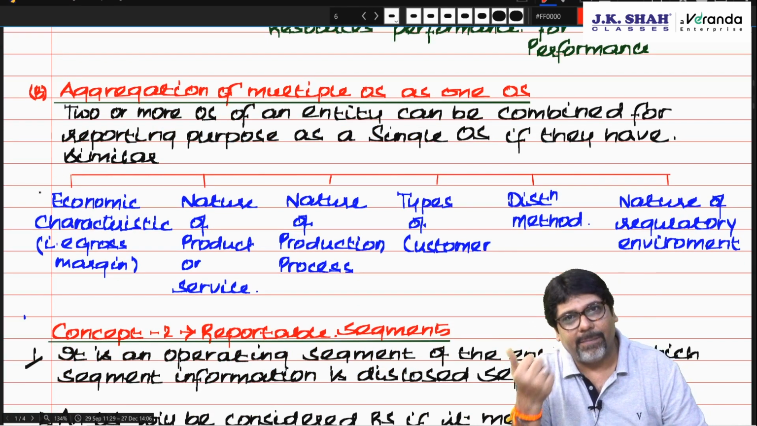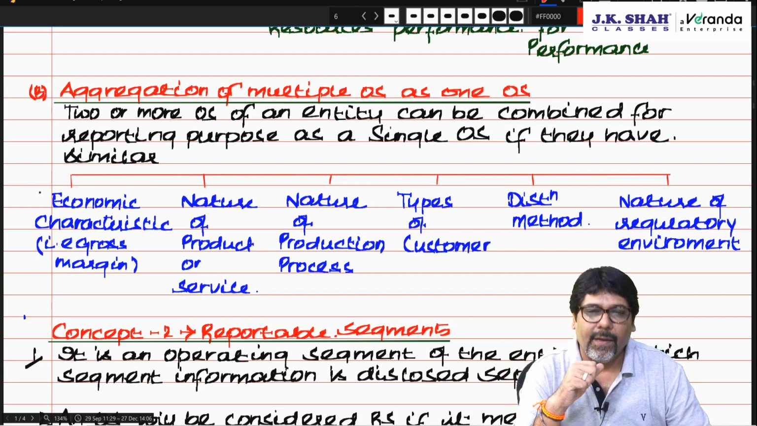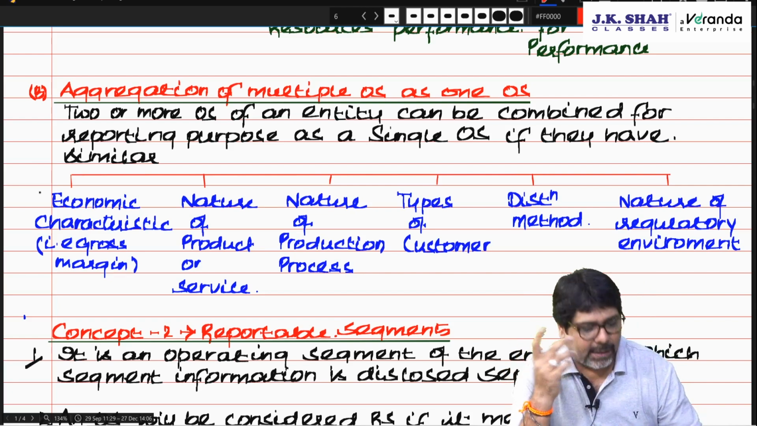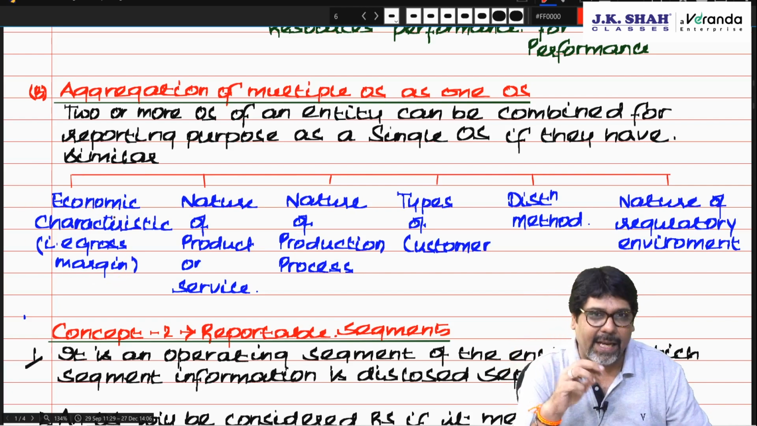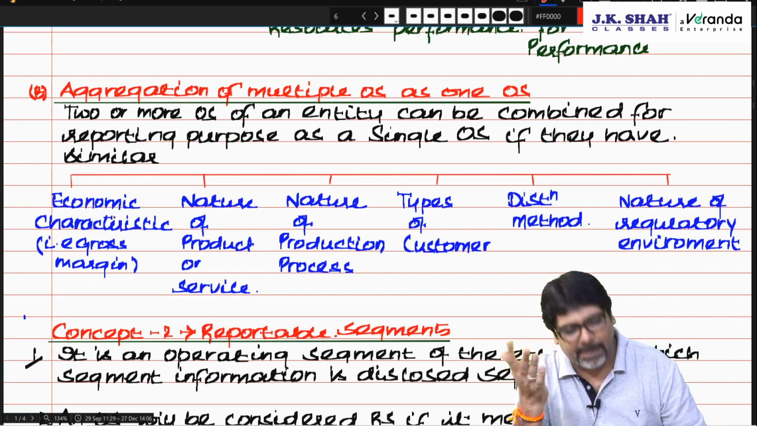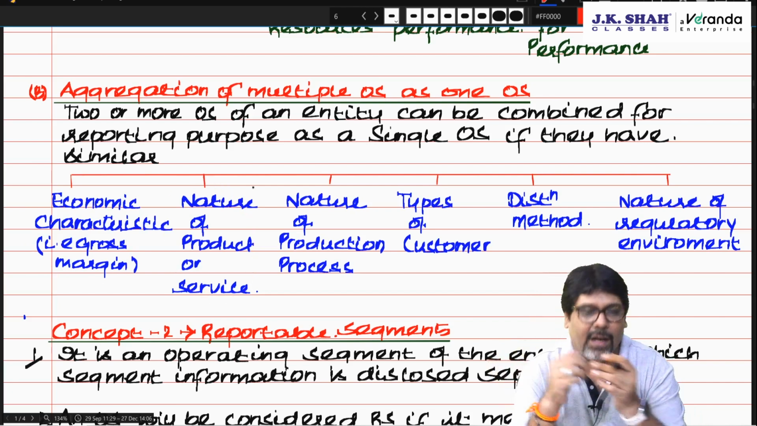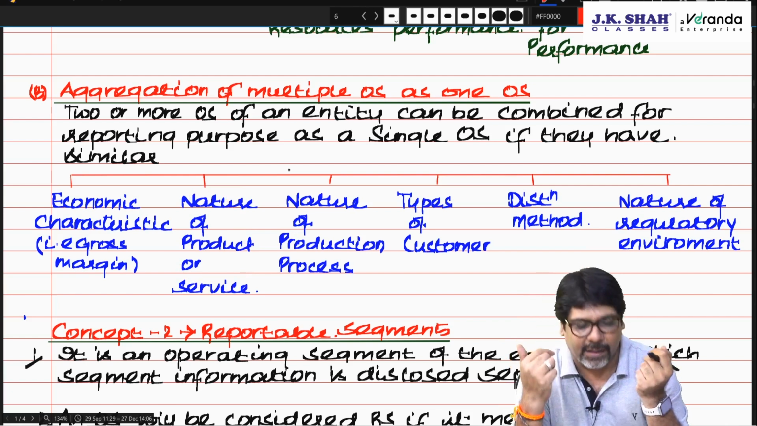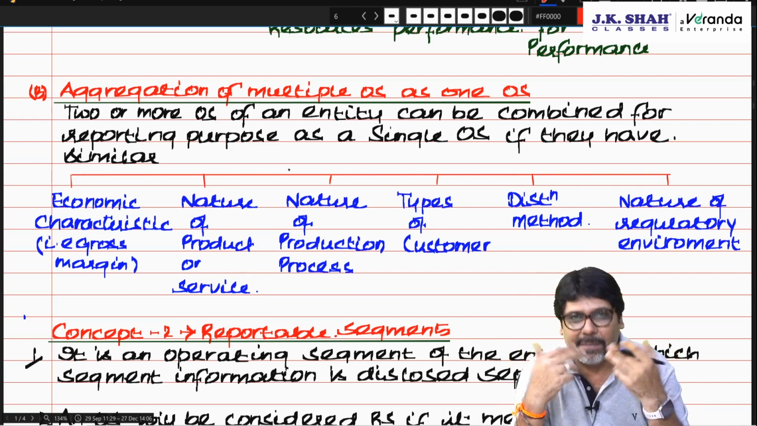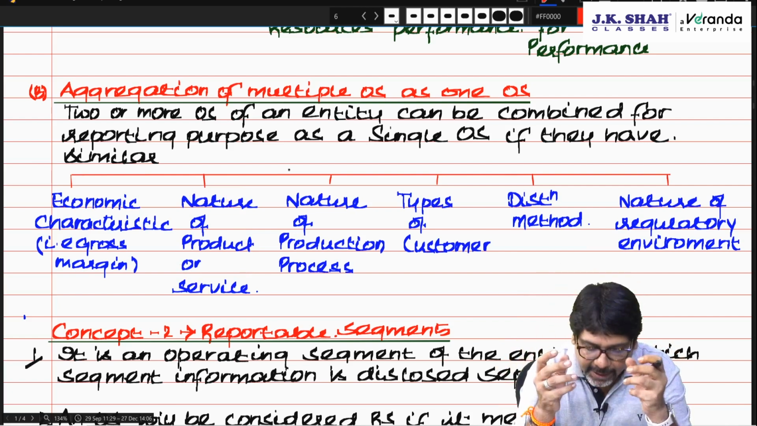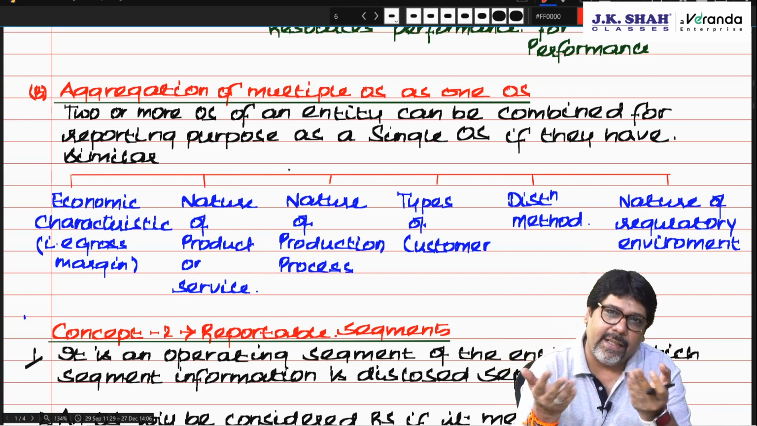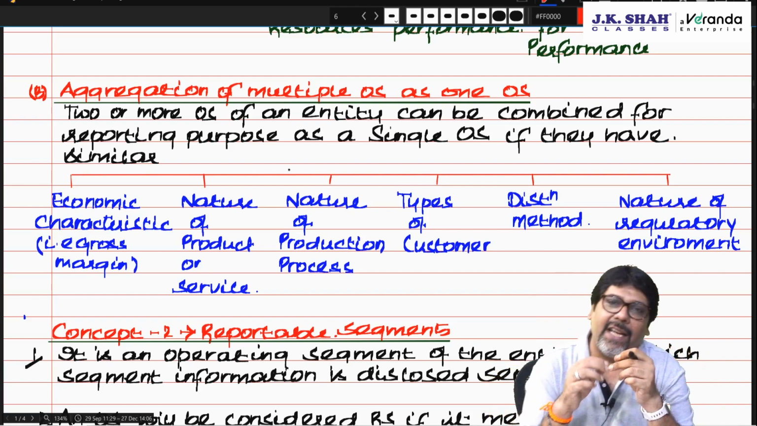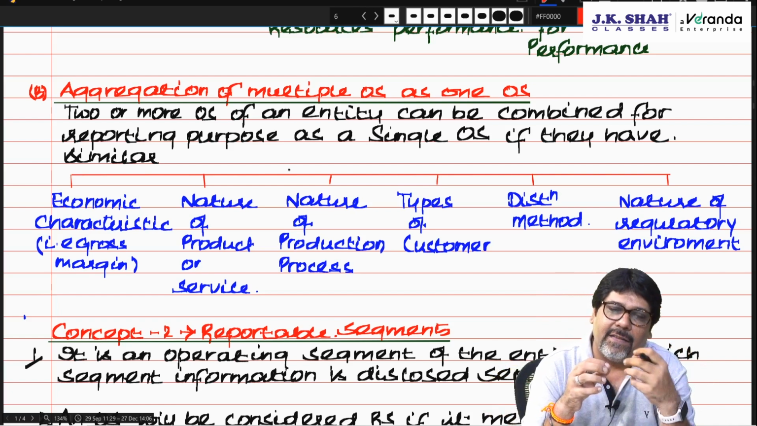Correct. Shampoo and body liquid soap have similar economic characteristics. Both are on a similar GP percentage ground. Nature of product is also the same. Both are liquid. One is for hair, and the other is for body. Production process is almost the same. Only a little bit of the ingredients are different. The customer they are catering to is also the same. The distribution channel is also the same, and the regulatory environment under which they are covered is also the same.